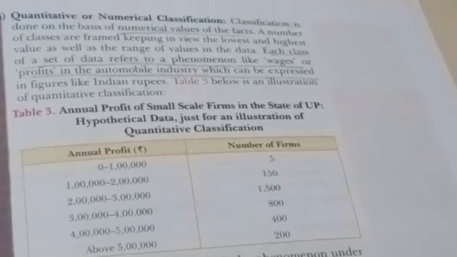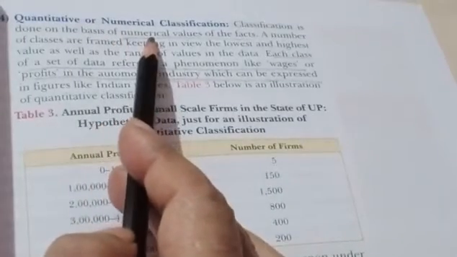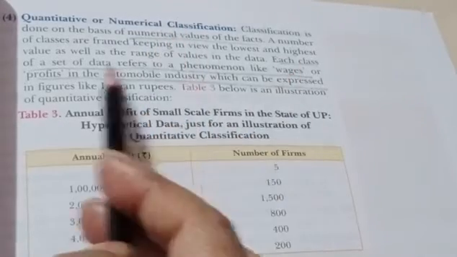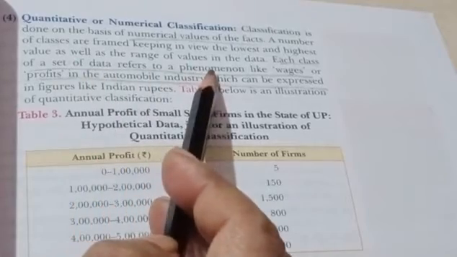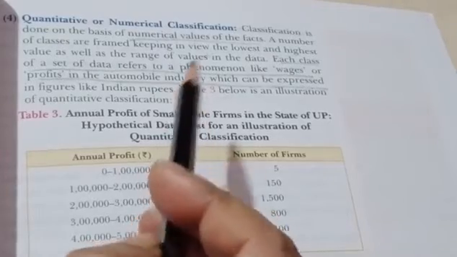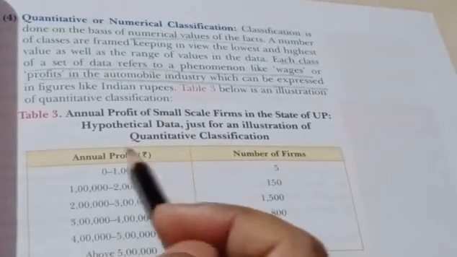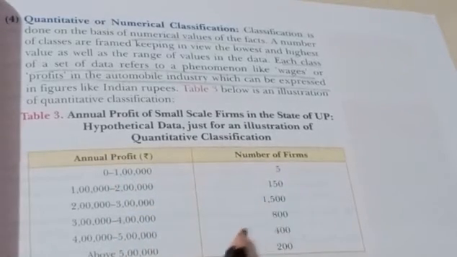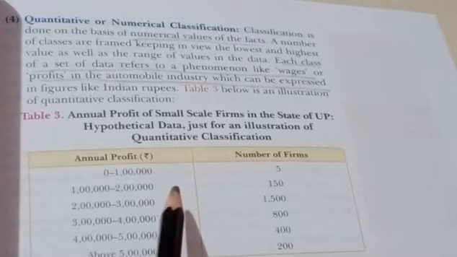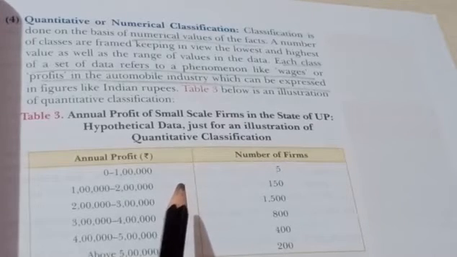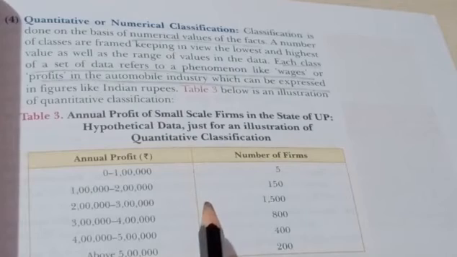Then quantitative classification. Classification is done on the basis of numerical numbers or facts. Each class of the set refers to phenomena like wages, profit in the automobile industry. Here they have given the example of the package of salaries, and how many employees are getting each package, or the number of firms providing this salary. So when we provide any data in figures, that type of data is called quantitative data.